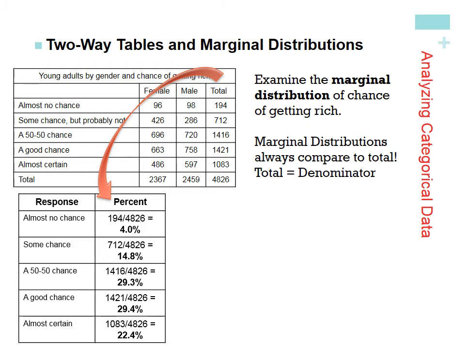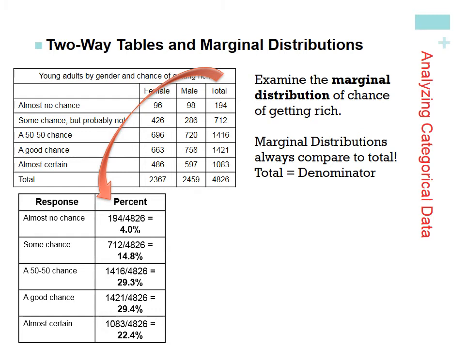Okay, so the marginal distribution is taking a look at the total of that row, which is 194, divided by the total of the entire table. So what percent thought that there was almost no chance? 4%. Yeah, that's pretty low. Some people said, oh, there's some chance, 14%. A 50-50 chance is about 30%. A good chance of getting pretty rich, same thing, about 30%, and almost certain.